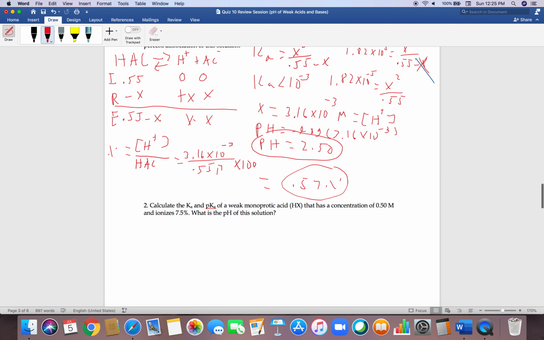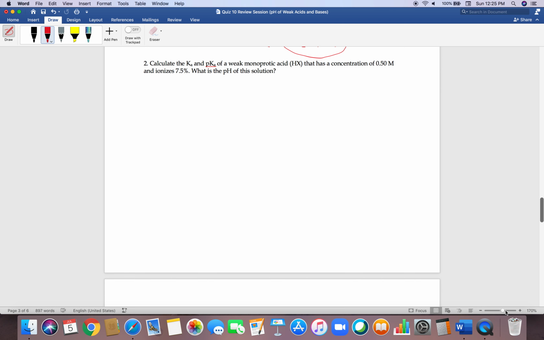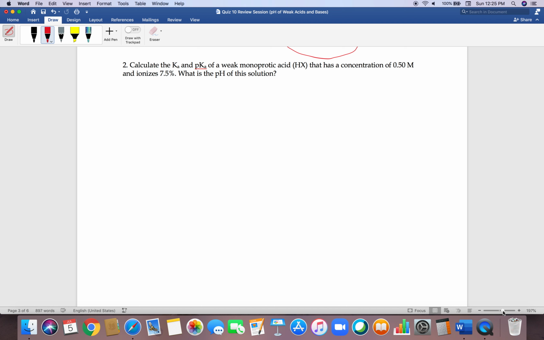So now let's look at how another different type of problem could be worded. Just zoom in a little bit more here. Perfect. So calculate the Ka and pKa of a weak monoprotic acid, meaning it only has one hydrogen ion, that has a concentration of 0.5 molar and ionizes 7.5%. What is the pH of this solution?